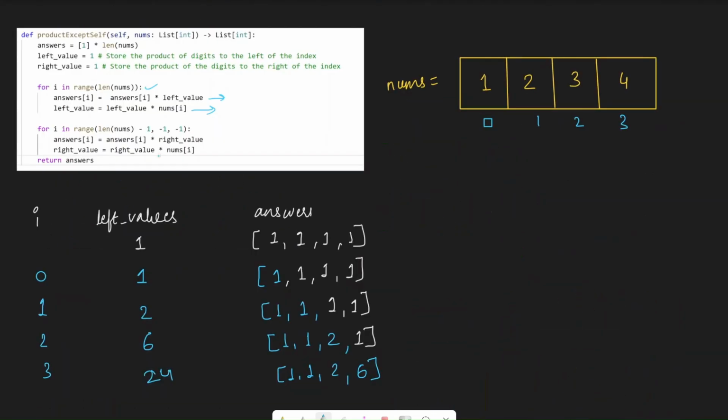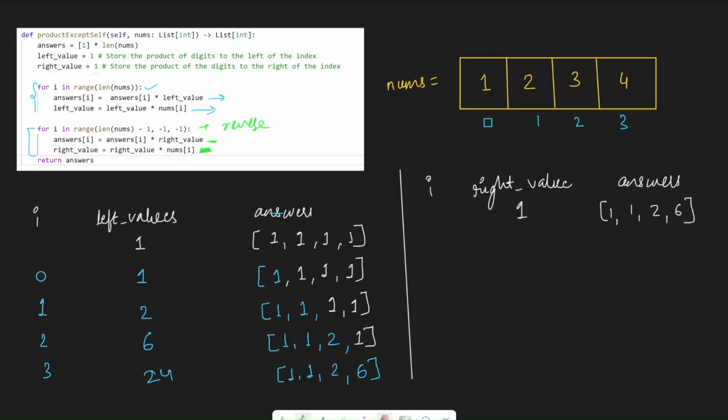Now we are going to run this. We have completed this loop. We are now going to evaluate this part of loop. So for this loop, I will again have my I. Here we are using right value. So I will write right value here instead of left value and then our answers array. Now here our I would be in the reverse order. So I would be equal to 3, 2, 1 and 0.